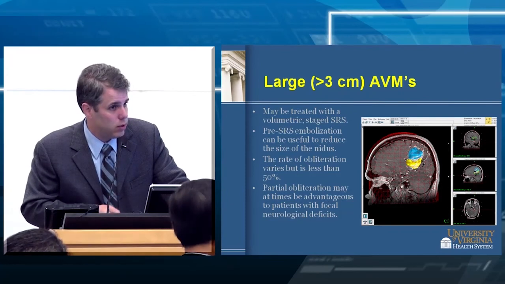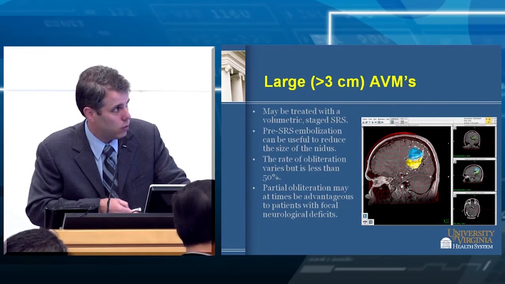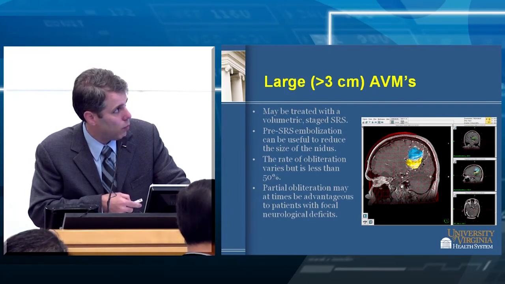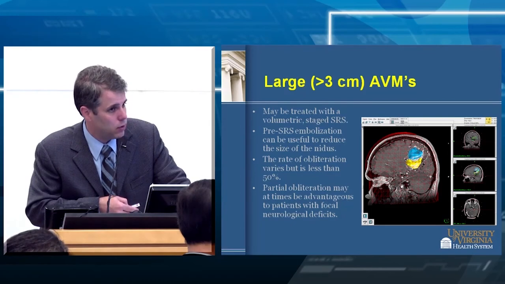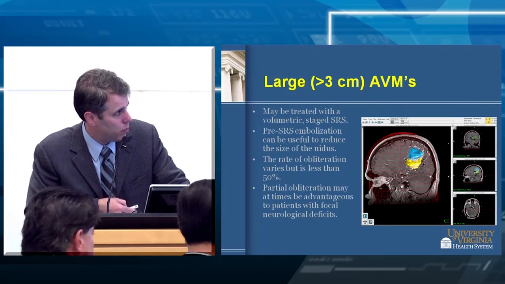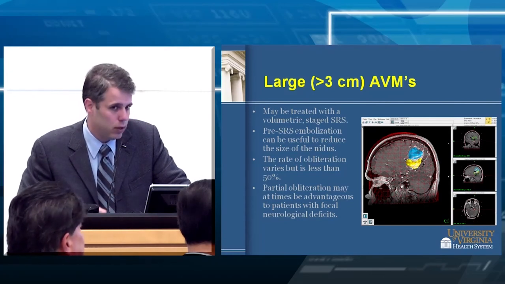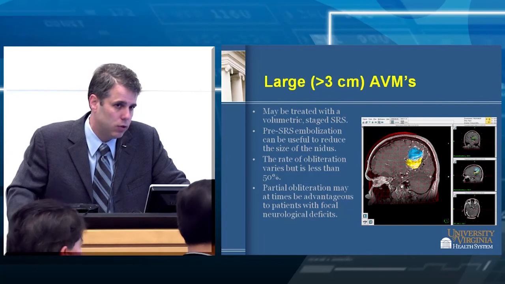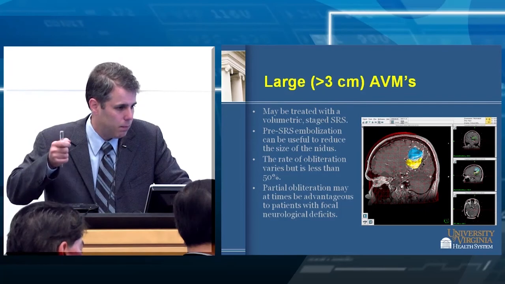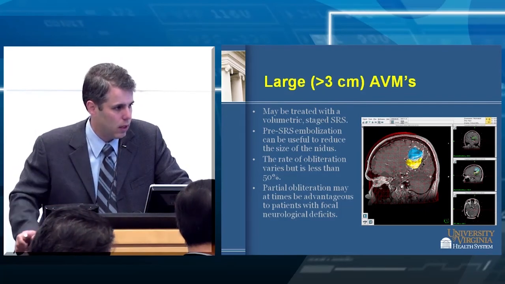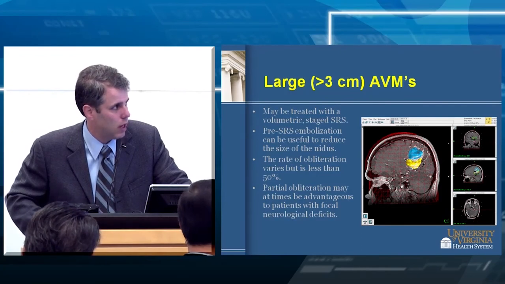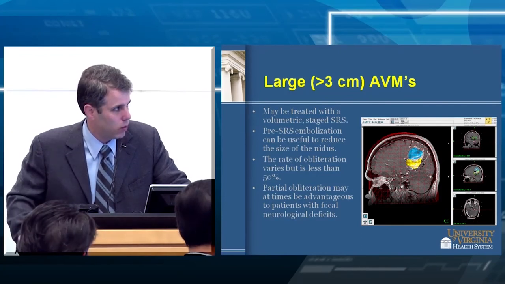There are certainly advantages and disadvantages to both. I tend to gravitate towards a volume staged approach, but I see merits to both. And we know that the obliteration rates are not going to be as great as that 80% long-term obliteration rate, but probably on the order of 50% or lower. But partial obliteration for these patients can lead to substantial improvements. I've had some patients who had substantial vascular steal. I had a guy who worked in the Harley-Davidson bike factory, and by partially obliterating his AVM, he was able to get back to doing the fine manual work that he wanted to do with his job.